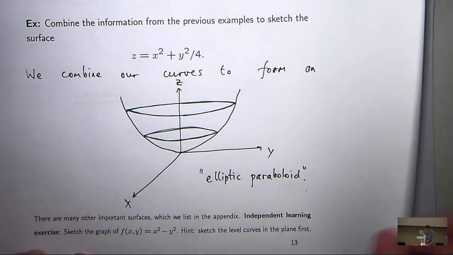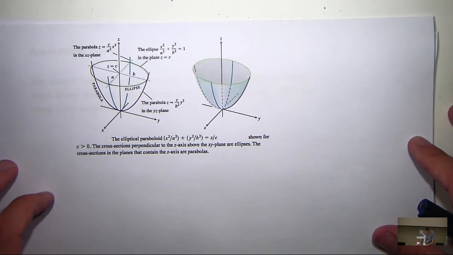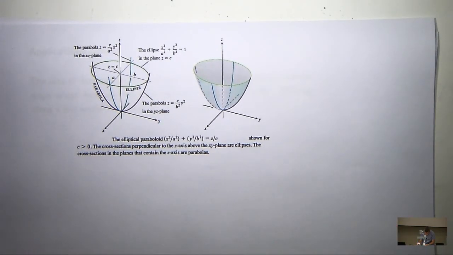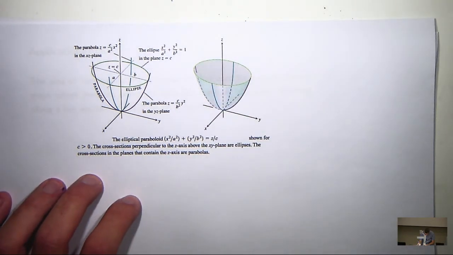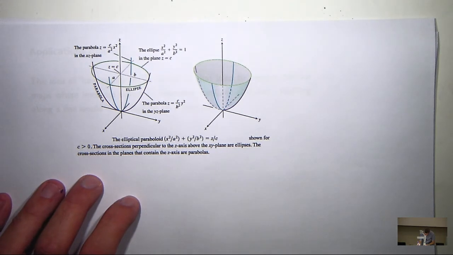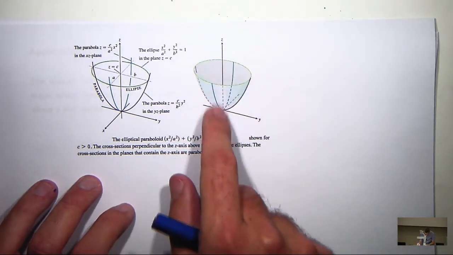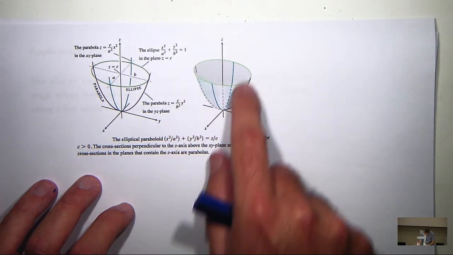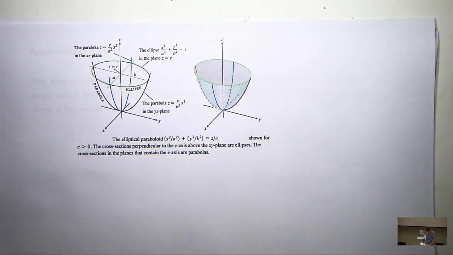Just to give you a little bit more insight into the geometry of this problem, you have this at the back of your notes in the appendix. The blue curve here is an intersection with one of the planes, so is the red curve, and the green curve is the contour curve, the ellipse.